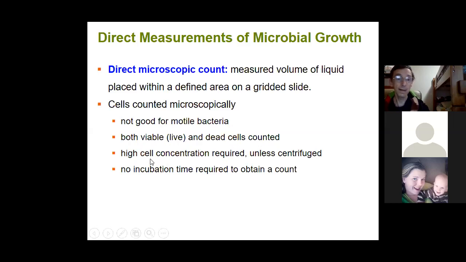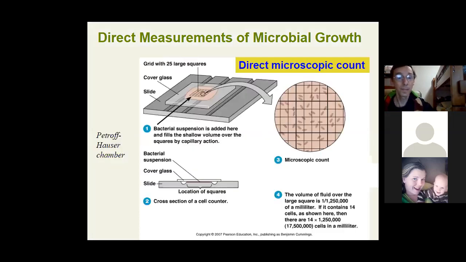You need a high cell concentration to do this unless you centrifuge the cells, because if the cells are too dilute in the volume and then you put it under the microscope, you might not see anything under the microscope. But the advantage is there's no incubation time that's required for colonies to grow up.